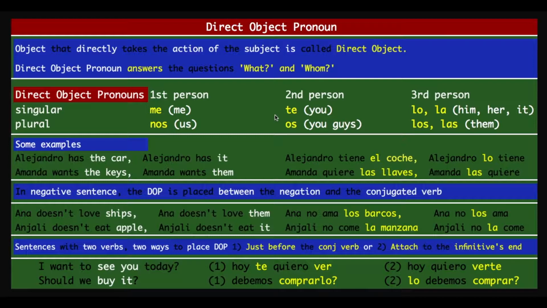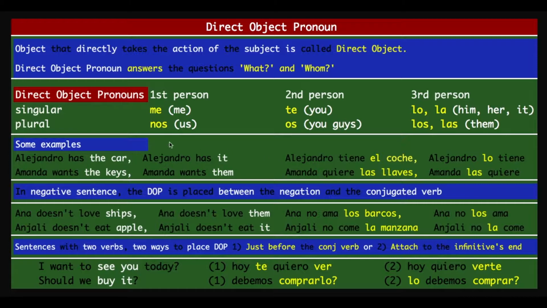Let's take some examples, folks, and things will be much clearer. So the first example we have is Alejandro has the car. Now the other way of saying the same sentence is Alejandro has it. So the car here is the direct object because it is taking the action of the subject. The subject here is Alejandro. The action is possession. So Alejandro has something. What does Alejandro have? The car. So Alejandro has it.